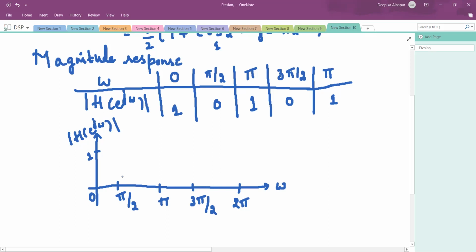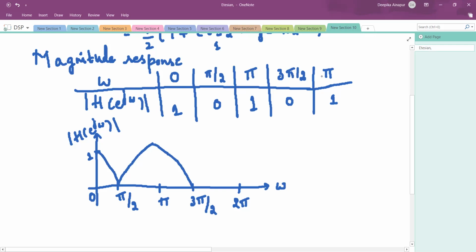See here, 0 to 1, pi by 2, pi, like this. So when omega is equal to 0, the value is 1. When omega is equal to pi by 2, the value is 0. So the next value I'm going to get is 0. And again, when omega is equal to pi, the value is 1. So the next value I'm going to get is 1, I'll put it here. And then when 3 pi by 2, I'm getting 0, so I'll put it at 0.